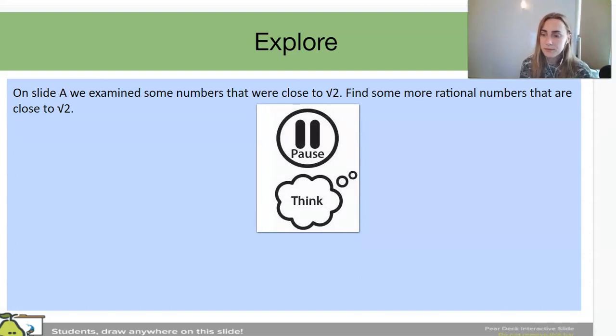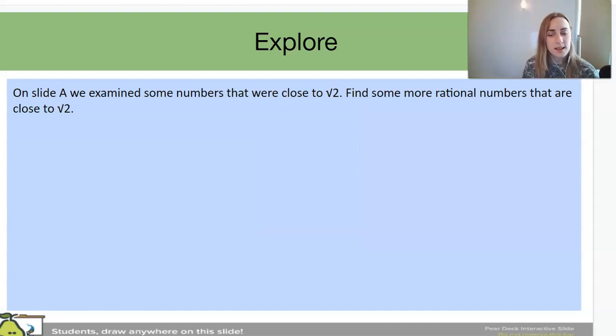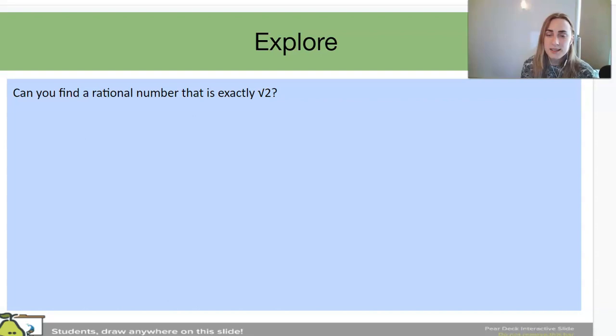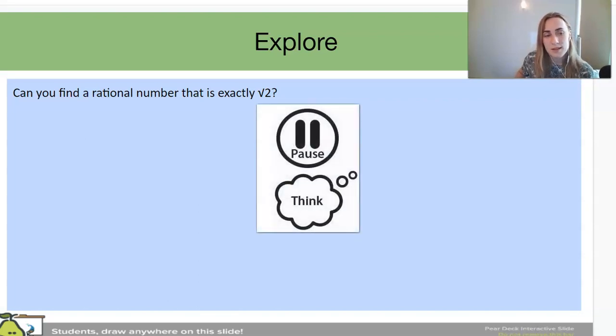Next, we'll move on to slide E. On slide E, it asks us this big question: can we find a rational number that is exactly the square root of 2? So your answer is either going to be yes, we can find a rational number that is the square root of 2 because, or no, we cannot find a rational number that is exactly the square root of 2 because. Pause and answer this in the blue space. And when you're ready, we'll move on to slide G.